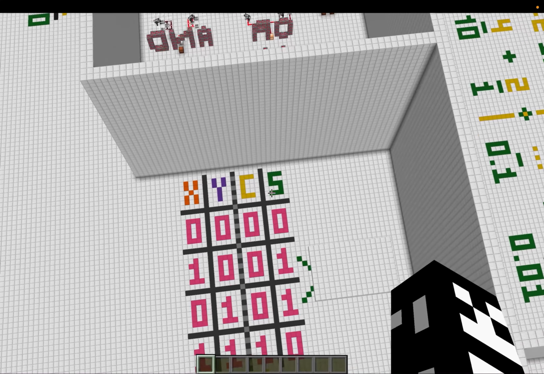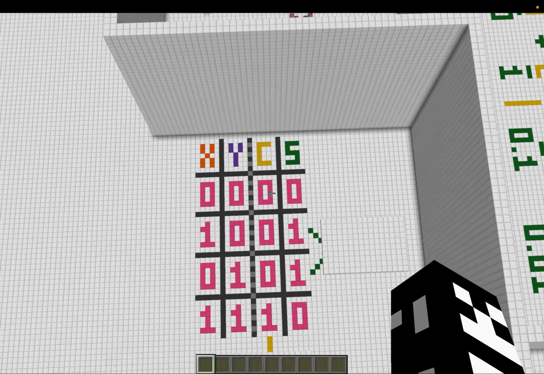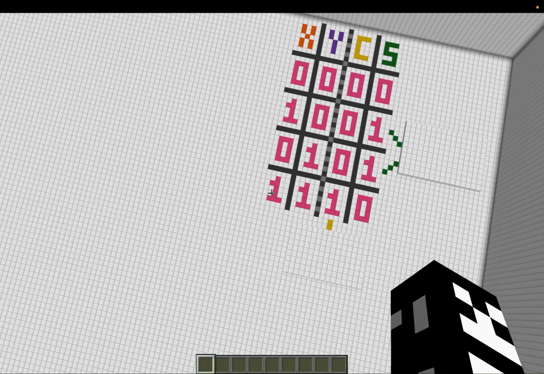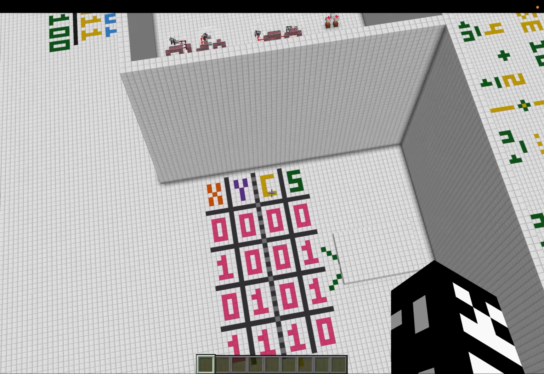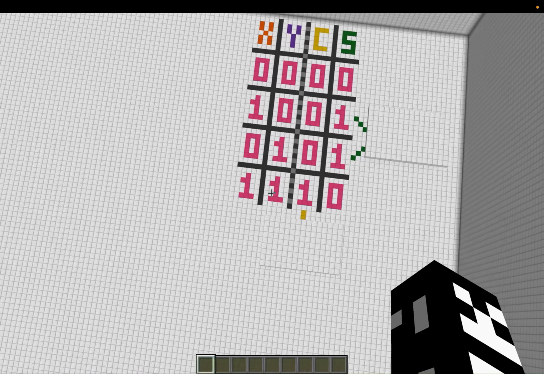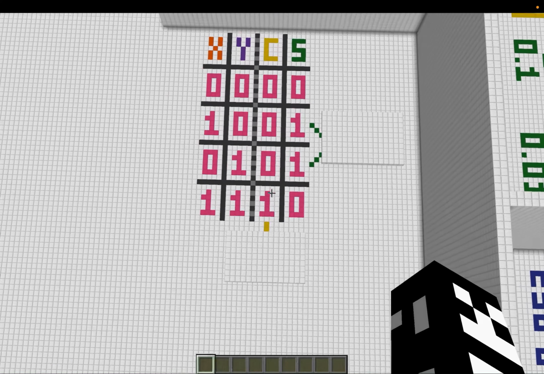Does this and this look familiar to you? Have you ever seen before 0, 0, 0, 1? This is AND logic gate. So carry can be represented by using an AND logic gate. When both are turned on, this is on.